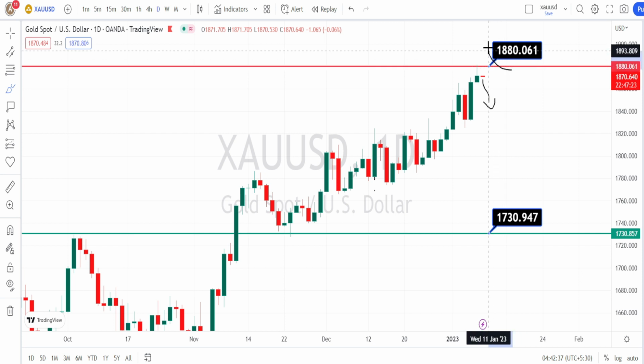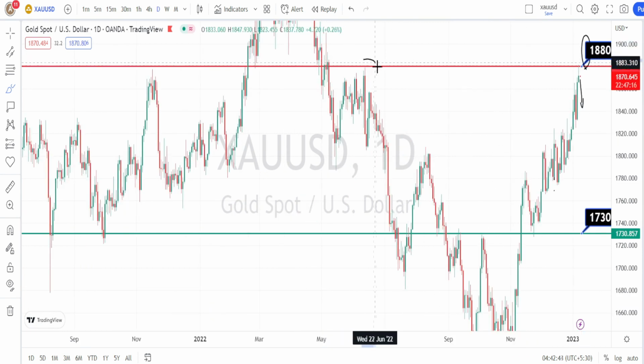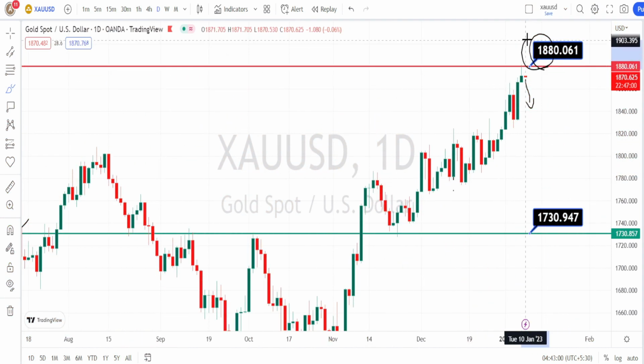And when we look at this level 1880 in the past price action, we have noticed the price action test this level, then fall into a bearish retracement, and this level had acted as a very strong resistance in the past also. So we are expecting this level to continue acting as a strong resistance for the present price action also.